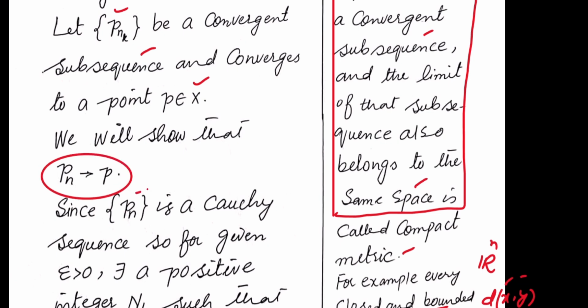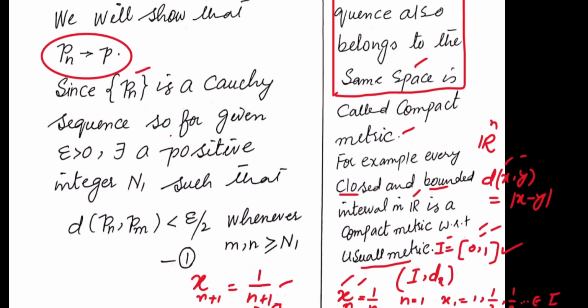It is given that Pn is a Cauchy sequence, so I will use the definition of Cauchy sequence. By the definition of Cauchy sequence, for a given positive real number epsilon, there exists a positive integer n1 such that the distance between the two terms Pn and Pm, where m and n are greater than or equal to n1, is always less than epsilon by 2. Say this is 1. This is the first definition that I have used for the Cauchy sequence.